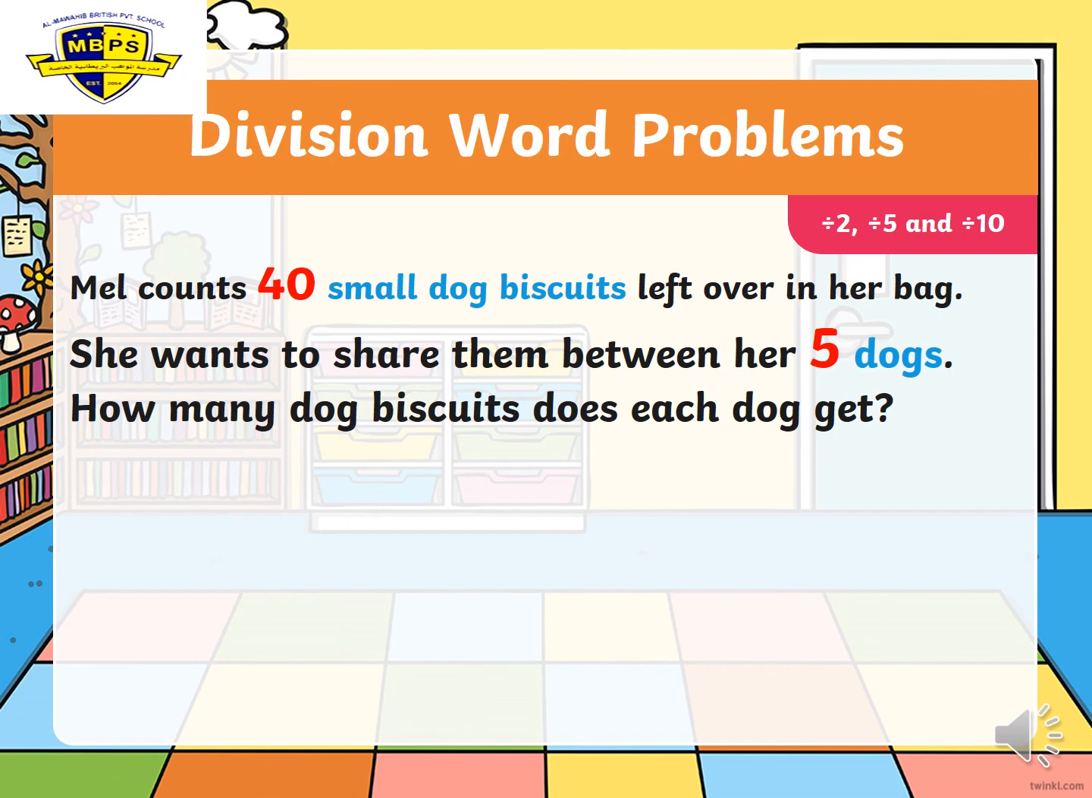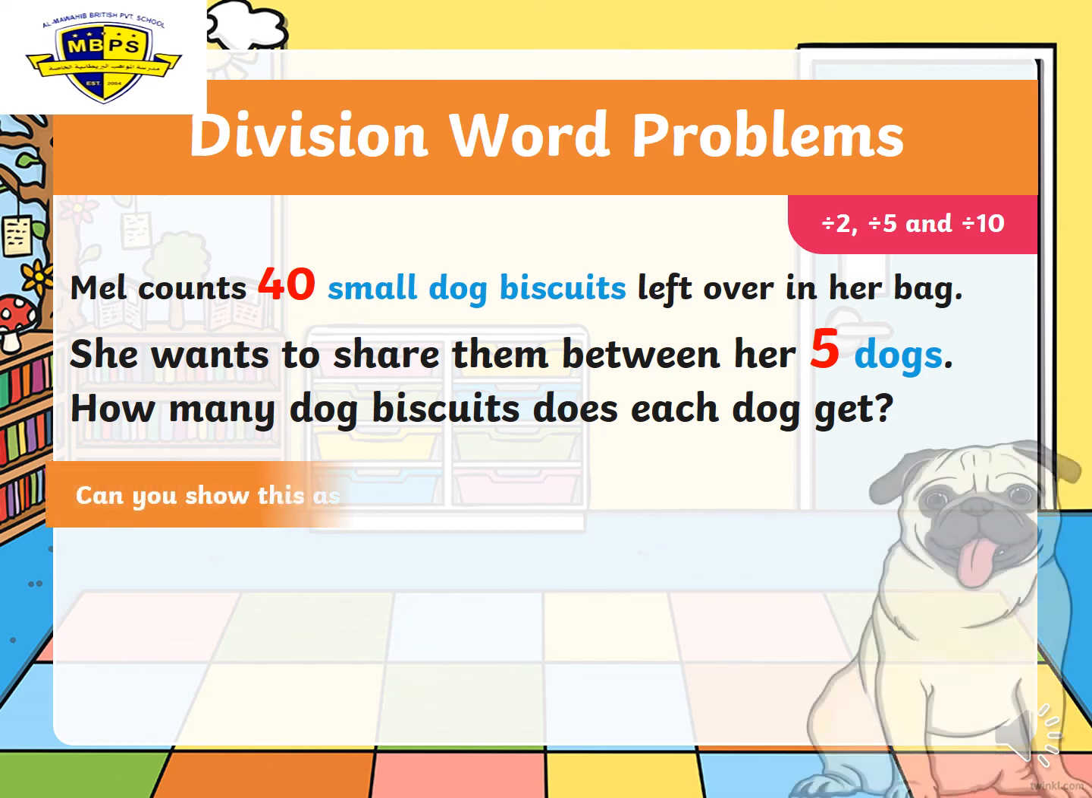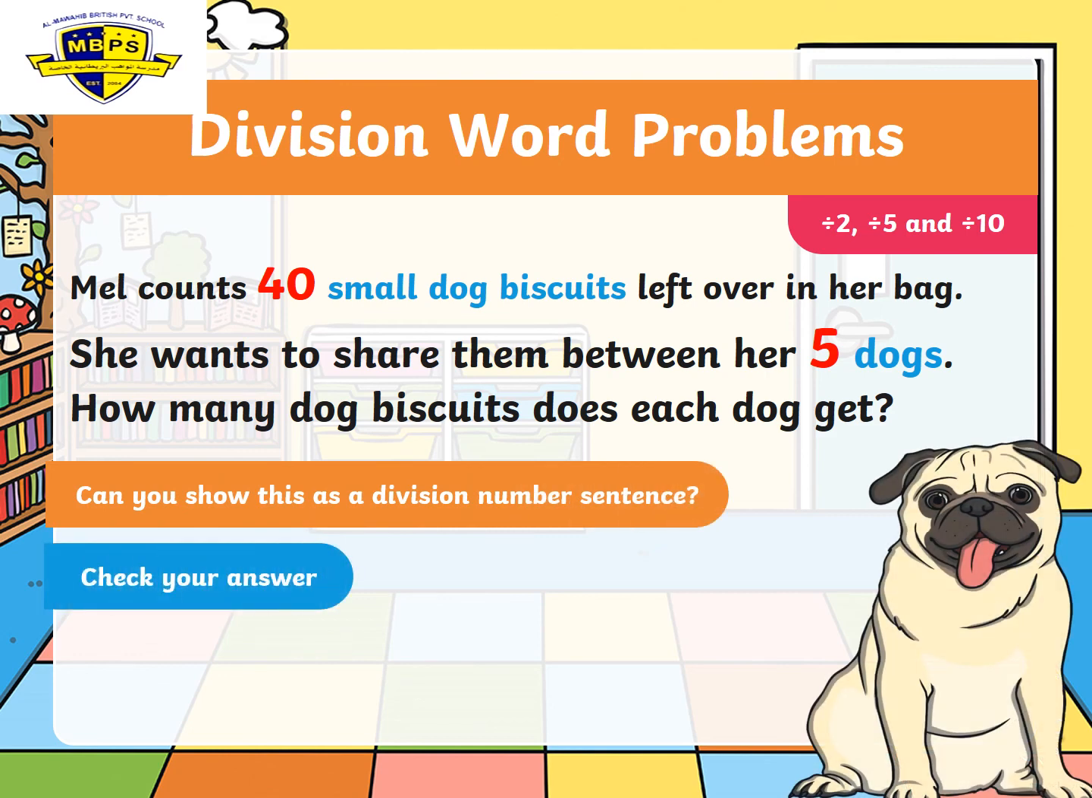The last word problem we are going to have today. Let's read the problem. Mel counts 40 small dog biscuits left over in her bag. She wants to share them between her 5 dogs. How many dog biscuits does each dog get? So we are going to share how many, what is the total number? 40. And we will share it between 5 dogs. So we have 40 divided by 5.